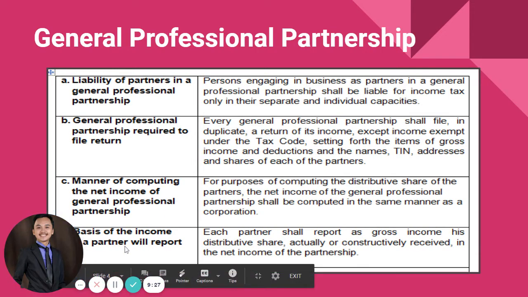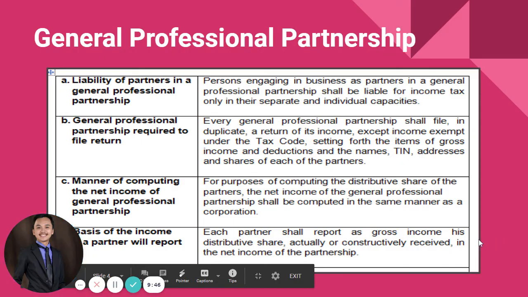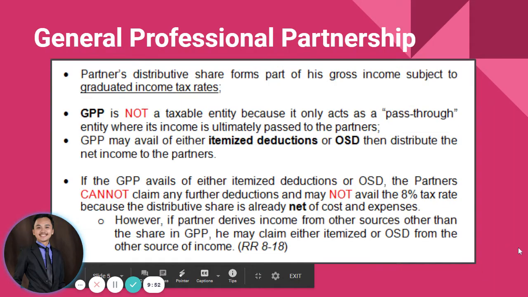Basis of the income which a partner will report. So how much will be reported as part of the gross income of the partner? Each partner shall report as gross income his distributive share, actually or constructively received, in the net income of the partnership. So whatever is the share of the partner from the partnership's distributable income, that will form part of the gross income of the partner.